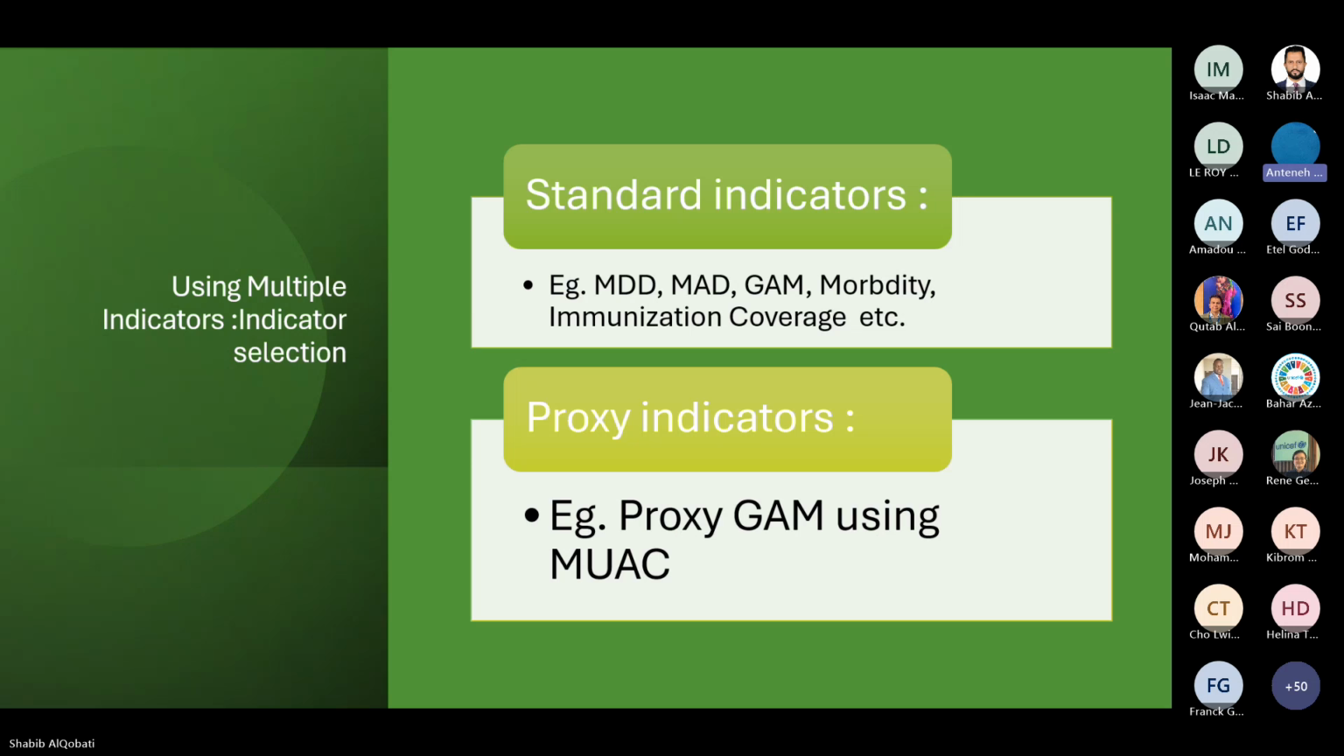And as we have been saying over the last years, the GF 2.0 allows for use of proxy indicators. So the most common one is using proxy GAM from MUAC screening data. You could also use other proxy indicators. Next.